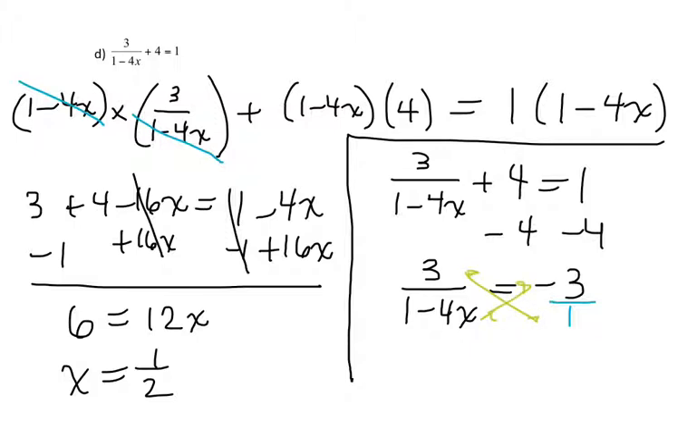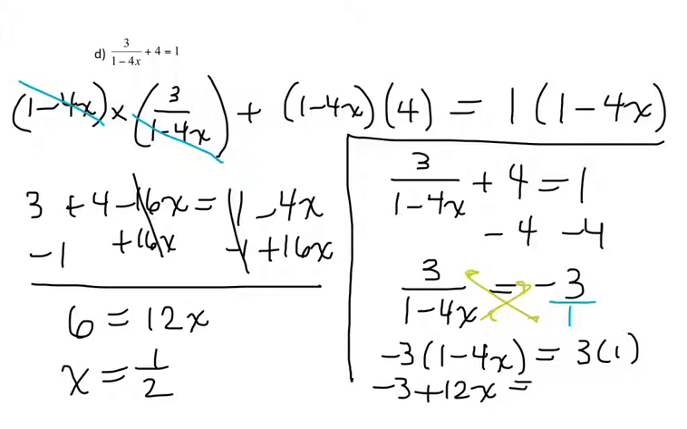So then I get negative 3 times (1 minus 4x) equals 3 times 1. Negative 3 plus 12x equals 3. Add 3 to both sides. We get 12x equals 6. And x equals 1/2, just like before.